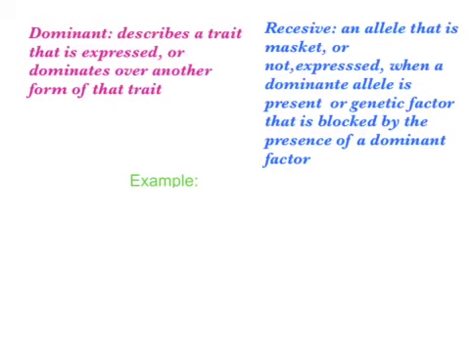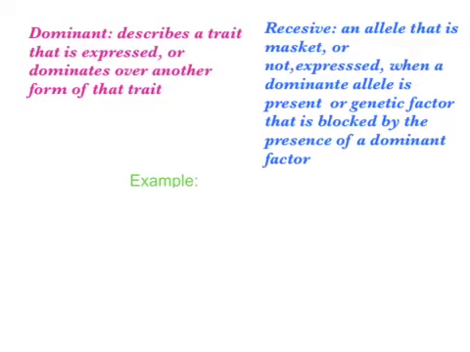Dominant describes a trait that is expressed or dominates over another form of that trait. Recessive: an allele that is masked or not expressed when a dominant allele is present, or a genetic factor that is blocked by the presence of a dominant factor.